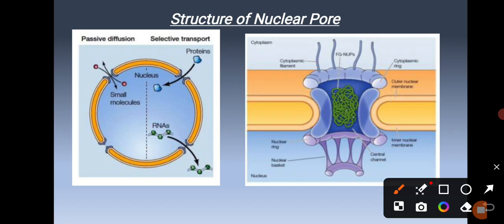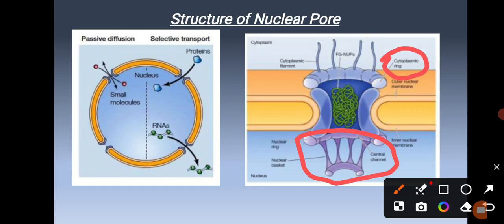It shows the nuclear 8 spokes connected to the cytoplasmic rings. These are anchored at the junction of the inner and the outer nuclear membrane. The NPCs, or nuclear pore complexes, form a basket-like shape, as you can see here. It is mainly channeled by the FG NUP proteins.